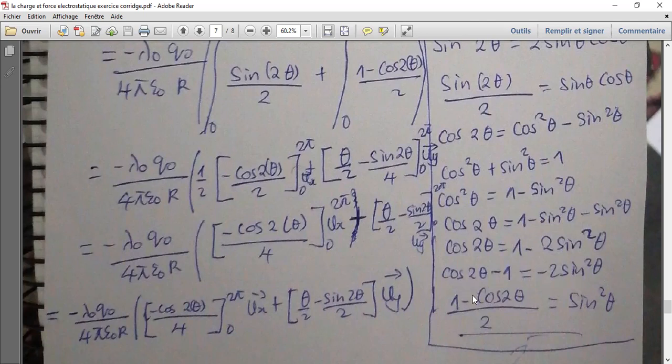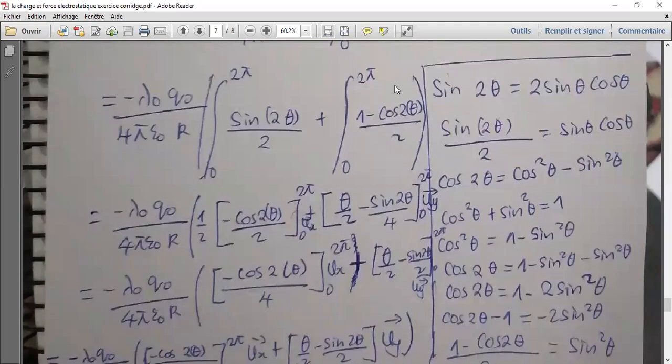The cos 2 theta will become negative. So it will be 1 minus cos 2 theta divided by 2 is equal to sine squared theta. So I'm going to replace sine squared theta by 1 minus cos 2 theta divided by 2. Now this has simplified my work of integrating.